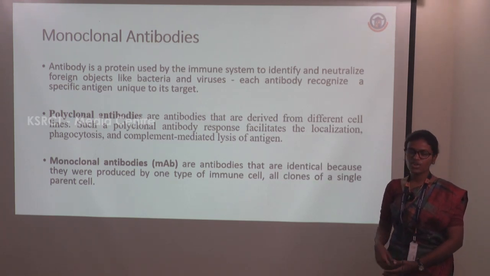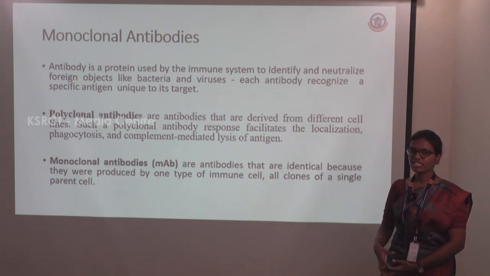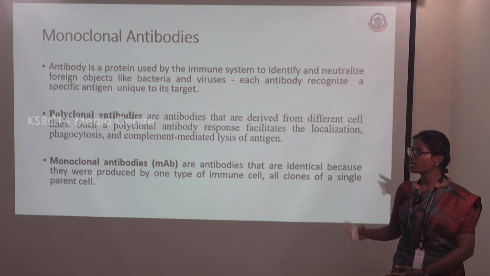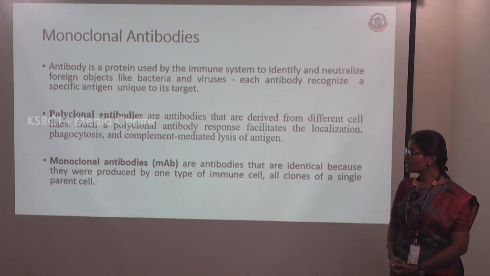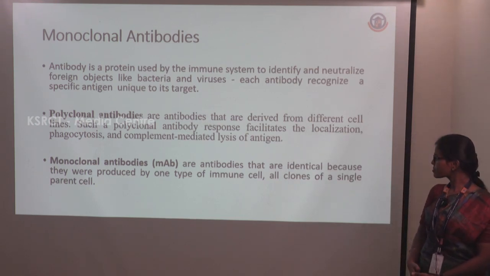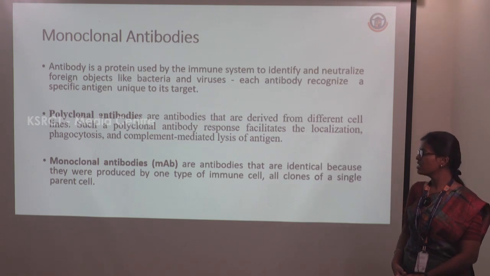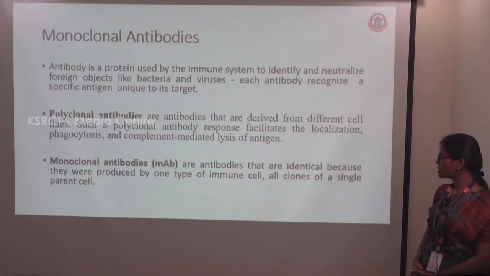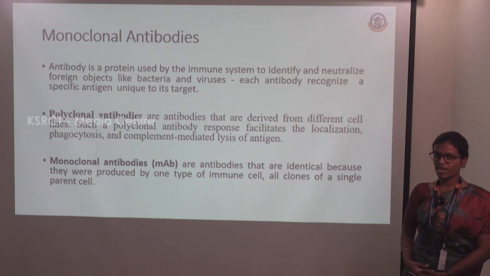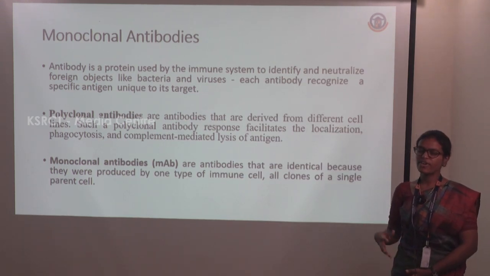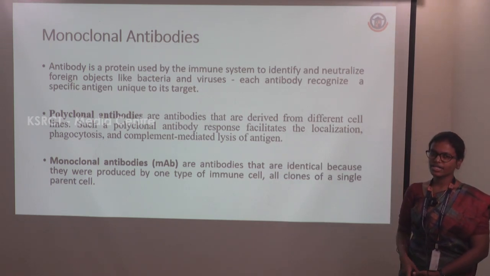Antibody has a structure of constant region and variable region. Based upon the variable region, we can classify the antibodies into two types. One is monoclonal antibody, another one is polyclonal antibody. Polyclonal antibodies are antibodies that are derived from different cell lines. A polyclonal antibody response facilitates the location, phagocytosis and complement-mediated cell lysis of antigen. It will lyse the cell by phagocytosis, and then monoclonal antibodies have a specific site on the antigens.